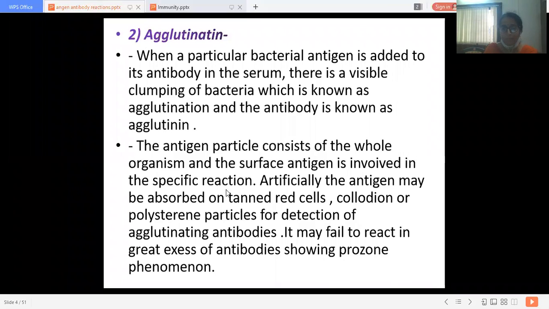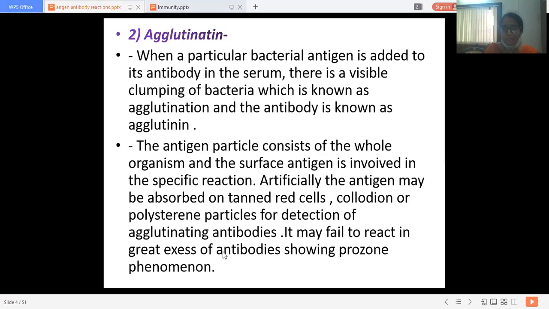Now it can happen artificially also. Artificially, the antigen may be absorbed on tanned red cells, colloidon or polystyrene particles for detection of the agglutination antibody. This is nothing but the detection of this agglutination reaction in an artificial way.